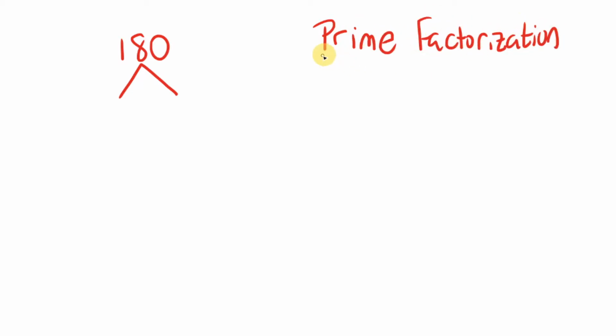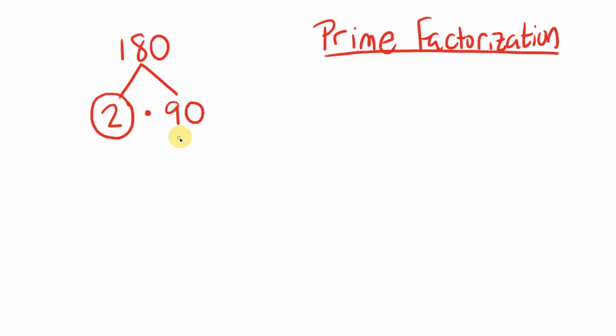Let's leave a little section for the prime factorization over here. So I see what I want to use, and I want to use 2 times 90. Okay, so this branch here is 2, and 2 is a prime number, so I'm done here. But 90 is definitely not prime. So now let's break down this number. I'm going to break down 90 using 2 times 45.